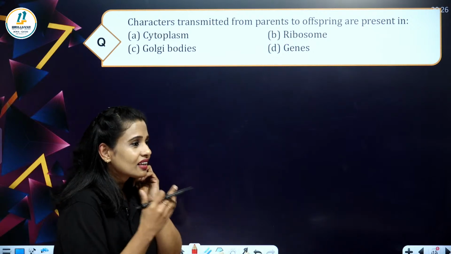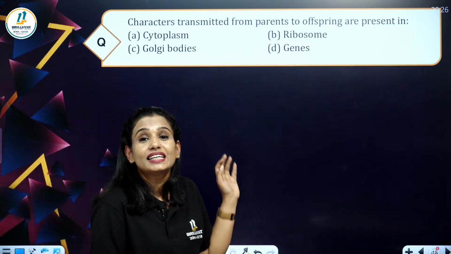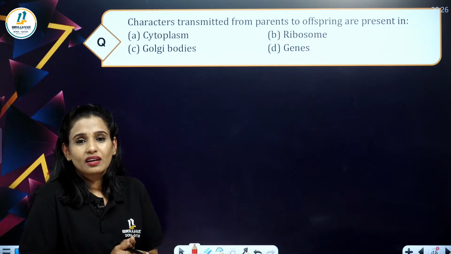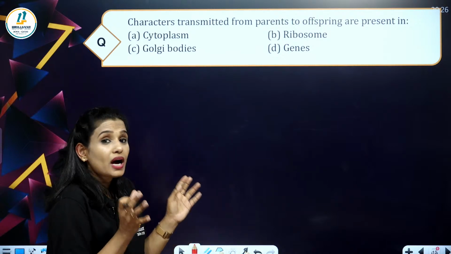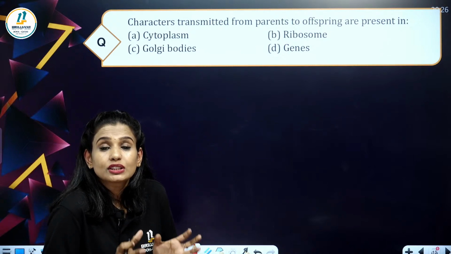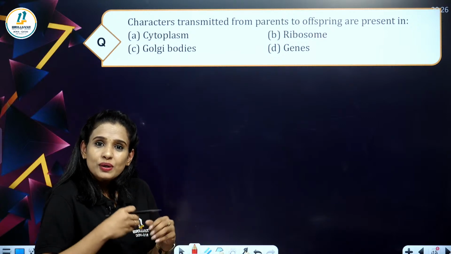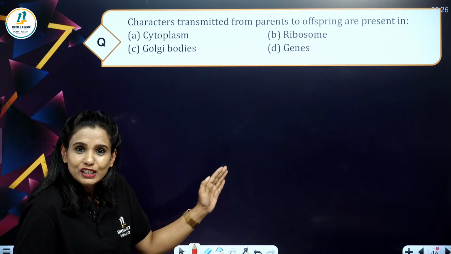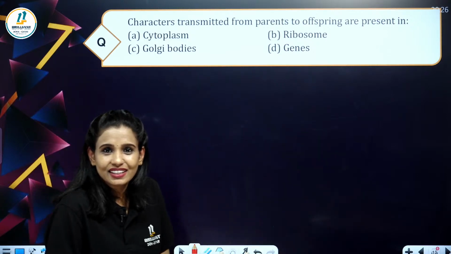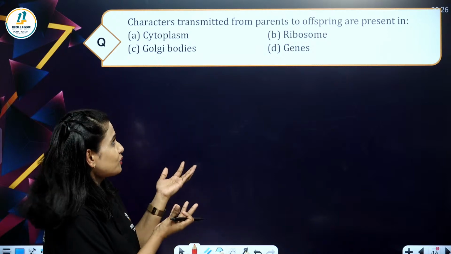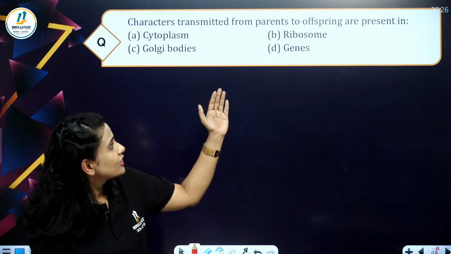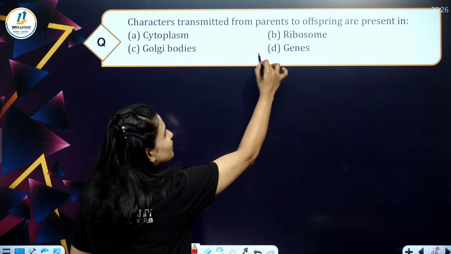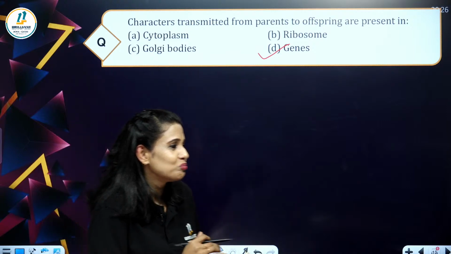Yeah, of course, it is in genes. What are genes? Genes are the part of DNA, which is the part of heredity, right? Which transfer their character from parents to offsprings. So which is the correct option here? It is a direct question. Characters transmitted from parents to offsprings are present in genes. So it is option D.